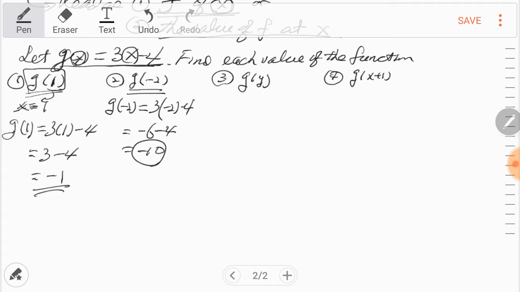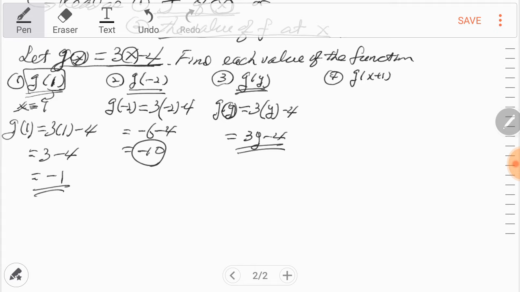Okay, how about number 3? G of y means the input x will be replaced with this y. So replace x with y, then the expression will be 3y minus 4. So this is the expression for g of y.